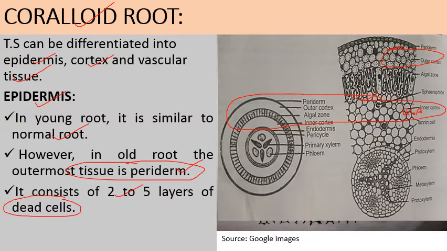So this is again the transverse section of this coralloid root. It consists of 2 to 3 layers of periderm followed by the outer cortex. Then the middle region is occupied by the algal zone. Then inner to this is the inner cortex, which consists of various cells that can store starch grains, tannins, and some store crystals of calcium oxalate.